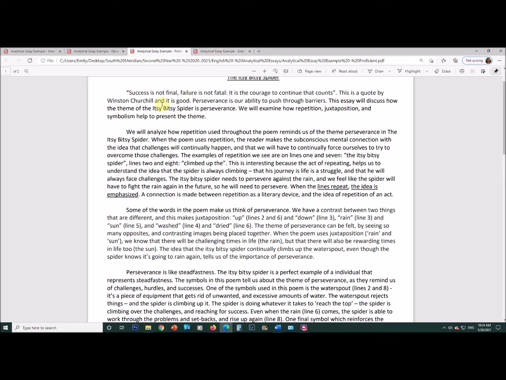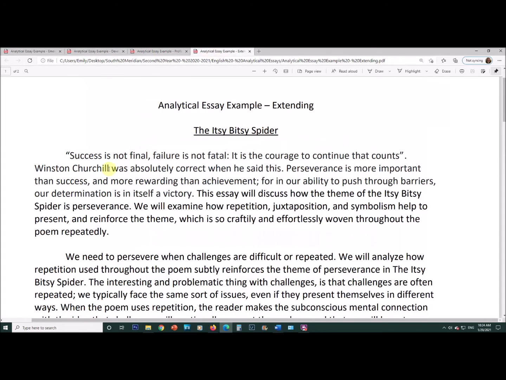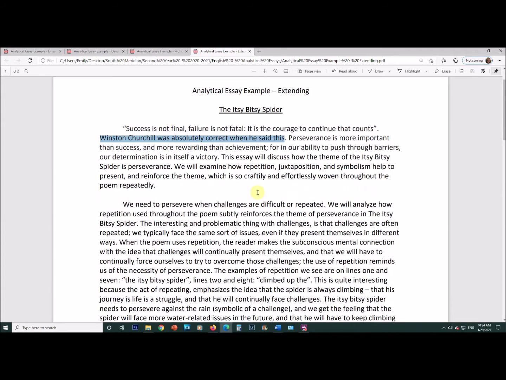So instead of saying, for example, when we said this is a quote by Winston Churchill and it is good, we're going to see over here, Winston Churchill was absolutely correct when he said this. It just sounds a little bit more convincing, like we're trying to lead the reader through an argument in an eloquent way. So let's read through this.